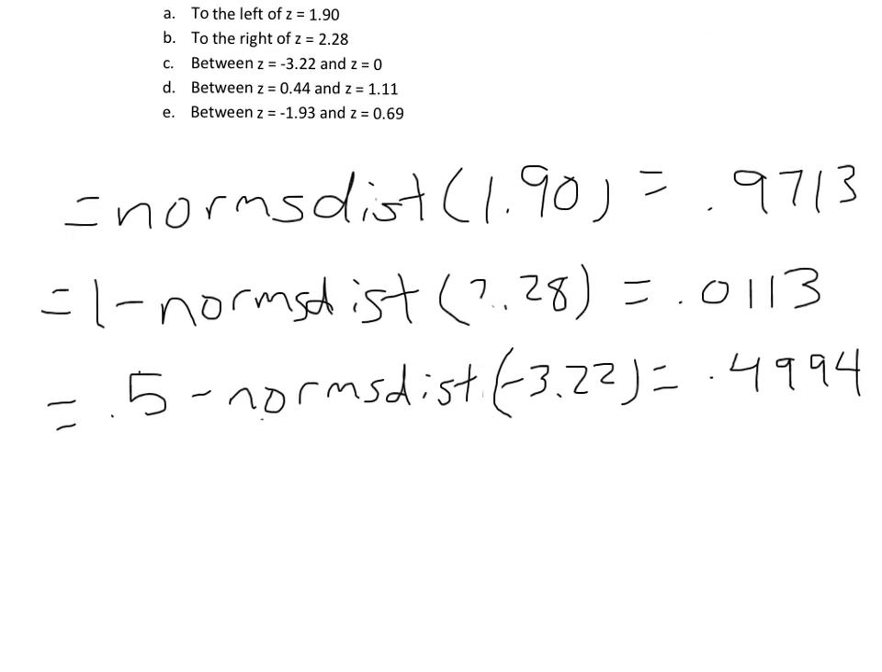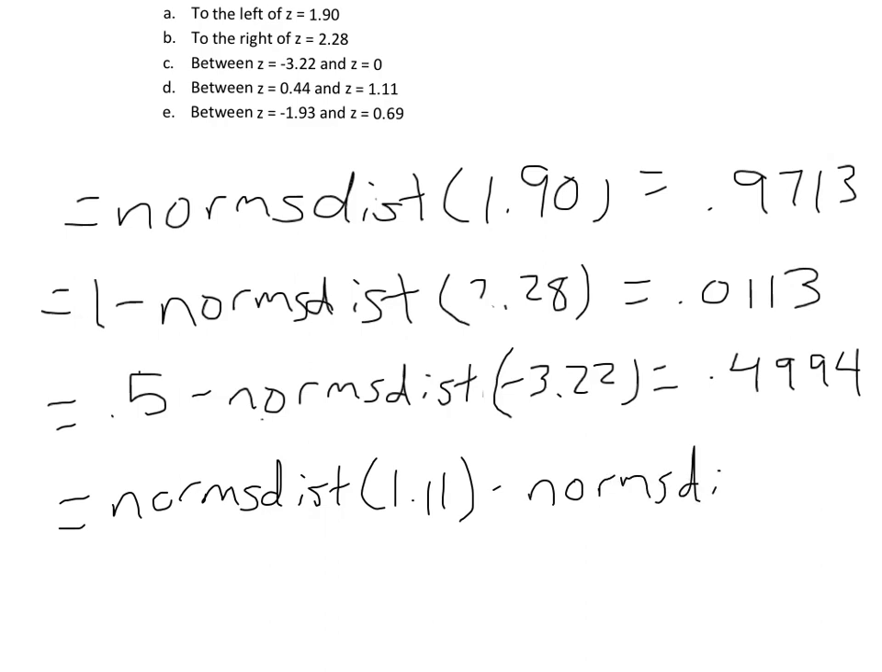Number 4, between 1.11 and 0.44, NORM.S.DIST of 1.11 minus NORM.S.DIST of 0.44. This just equals 0.1965.